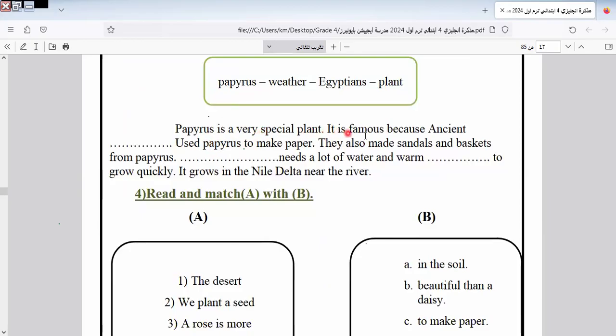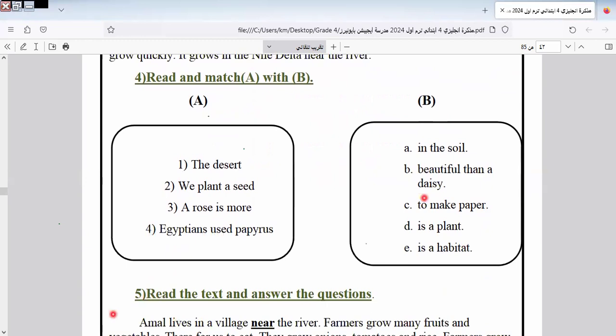Papyrus is a very special plant. It's famous because the ancient Egyptians used papyrus to make paper. They also made sandals and baskets from papyrus. Papyrus needs a lot of water and warm weather. Okay, let's go to another one.